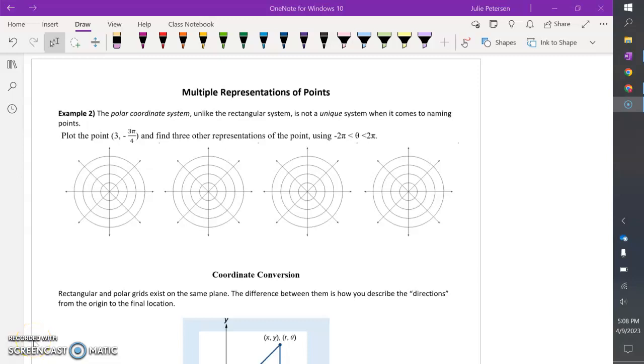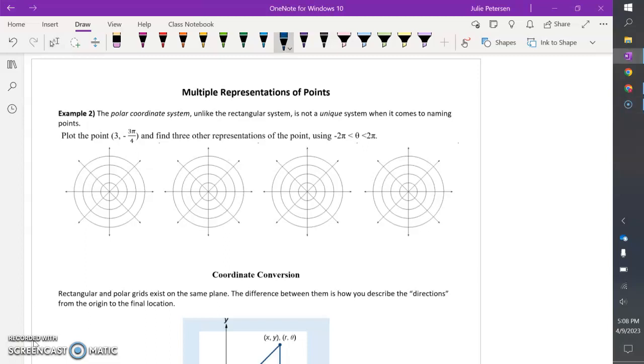All right, so there are multiple ways to represent points within the polar coordinate system, which is different from the rectangular system. With x's and y's, there's really only one way to show one x value and one y value that fit together on the rectangular grid. But for polars, it's a little bit different. There's multiple ways to name a given point.